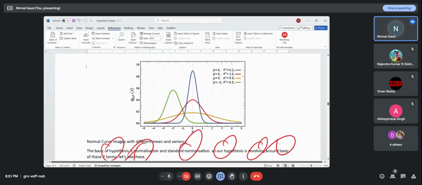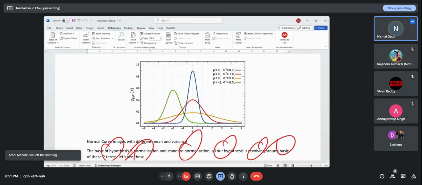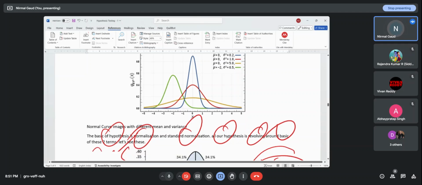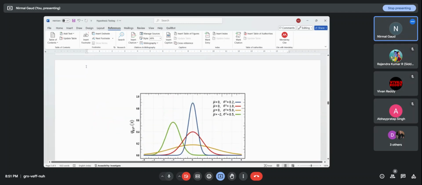Okay, these three curves: red, blue, and the green. It's talking about these three.